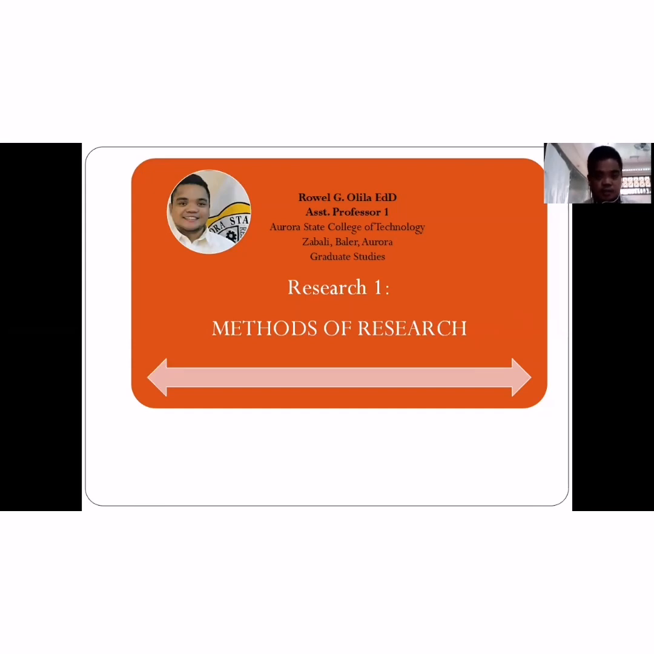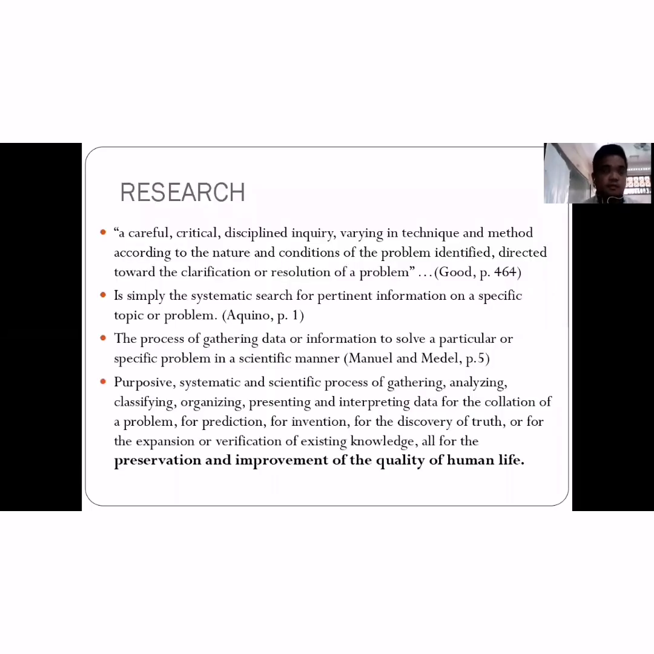Today, we're going to discuss the basic principles underlying the methods of research. Okay, so are you ready now? Okay, so there are so many definitions of research. There were several definitions given by Good, Aquino, Manuel, and Medel, and so many more.